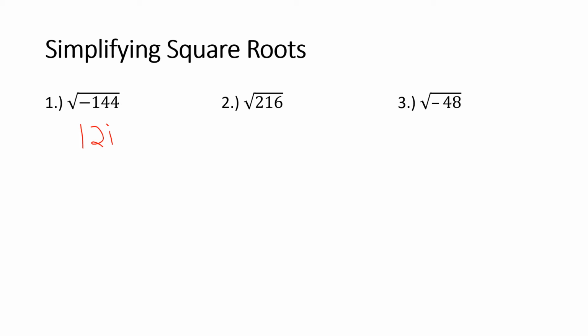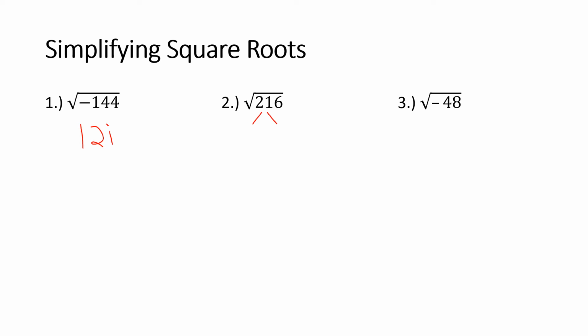On number 2, we have the square root of 216. Now, if I type in square root of 216 into my calculator, I get a pretty yucky looking decimal. So this is one that we want to simplify. So what we want to do is think of a perfect square that goes into 216. So using my calculator, I see that 216 is divisible by 4. I also see that 216 is divisible by 9.